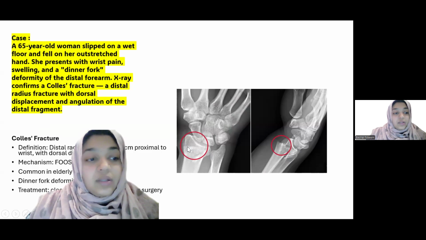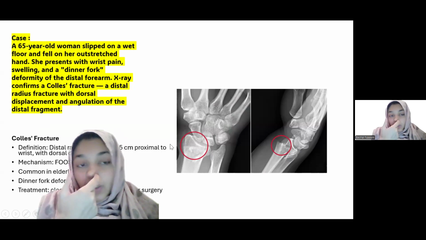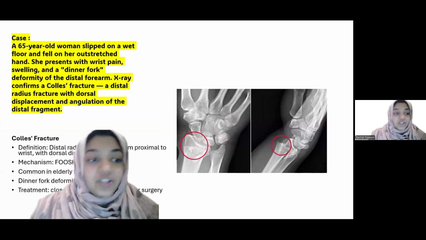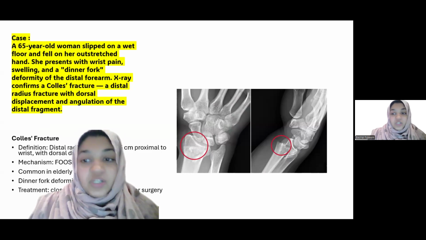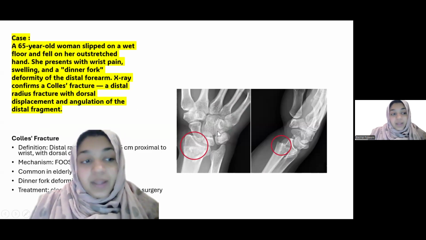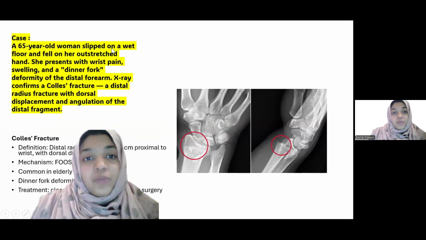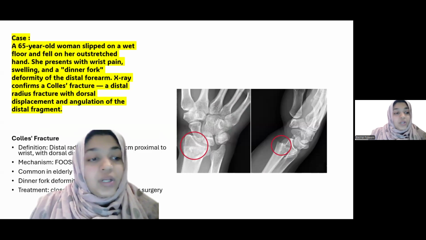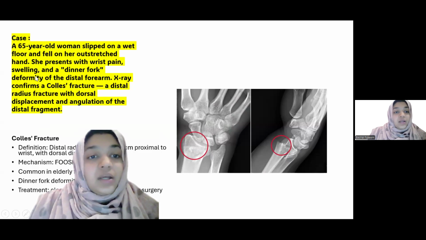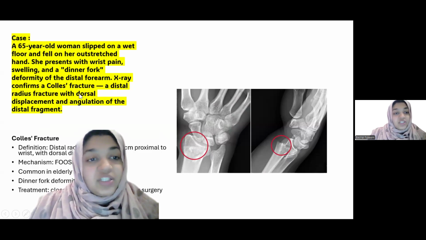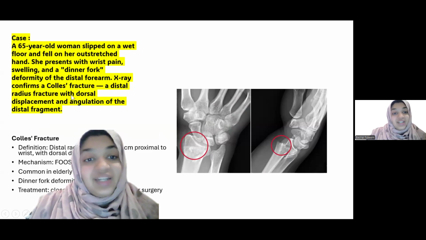Now, when you get a Colles fracture, the distal radius fracture, it's always 2.5 centimeters proximal to the wrist joint. A 65-year-old woman slipped on a wet floor and fell on her outstretched hand. She presents with wrist swelling and a dinner fork deformity. You always get a dinner fork deformity with the Colles fracture. This does not happen with any other fracture. X-ray confirms a Colles fracture, distal radius fracture with dorsal displacement.